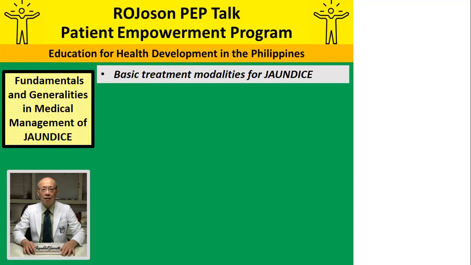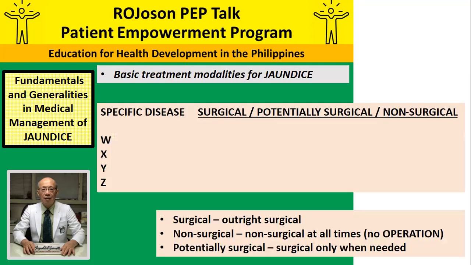The basic treatment modalities for jaundice. On this table, you can see we list down the specific disease and then categorize them, whether they are usually surgical, potentially surgical, or non-surgical in terms of treatment. Surgical means that the particular disease condition needs an outright surgical treatment. Non-surgical, usually there's no operation that is needed.